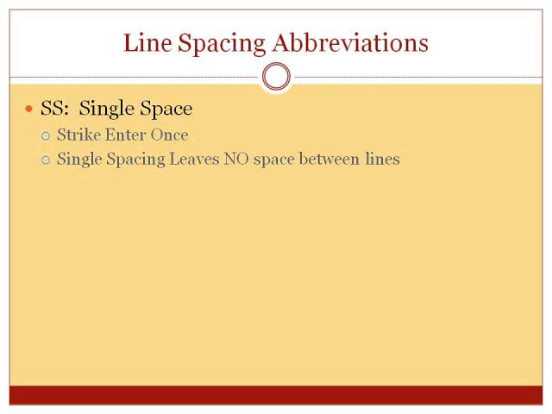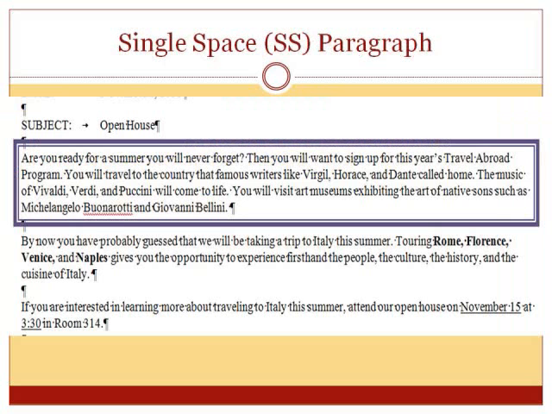The first one is SS, which stands for single space. In order to create a single space, you must strike the enter key one time. This creates no lines within a paragraph. If you would look within the purple box, you'll see an example of single spacing.